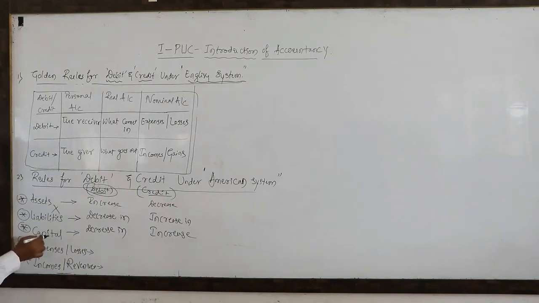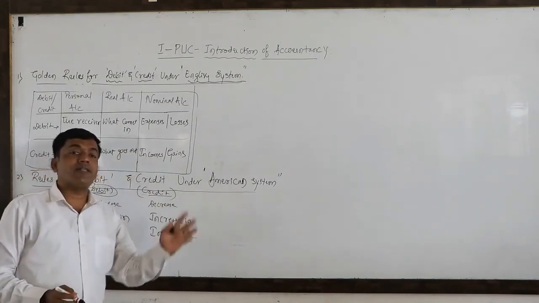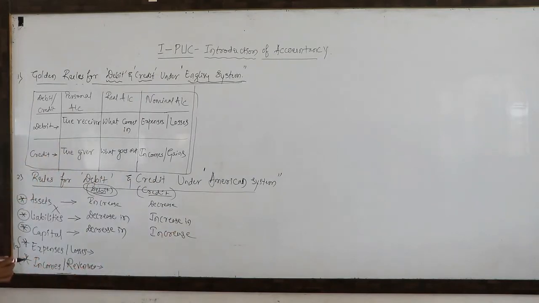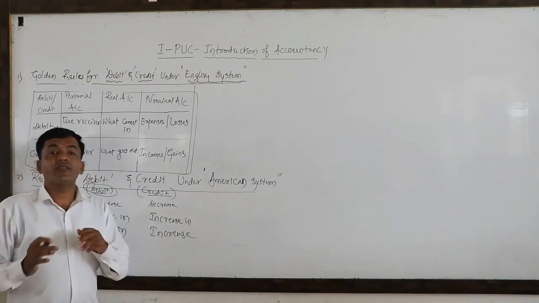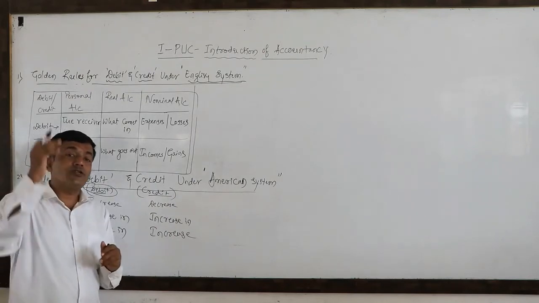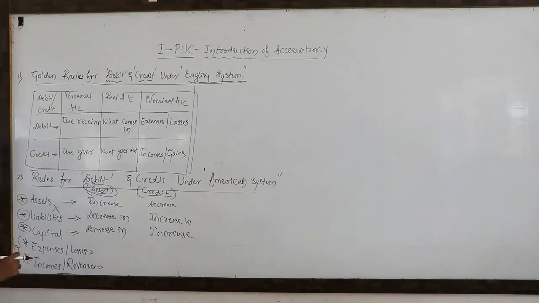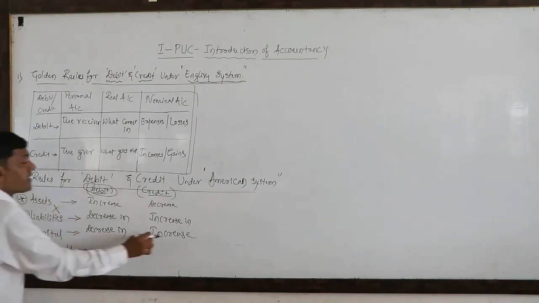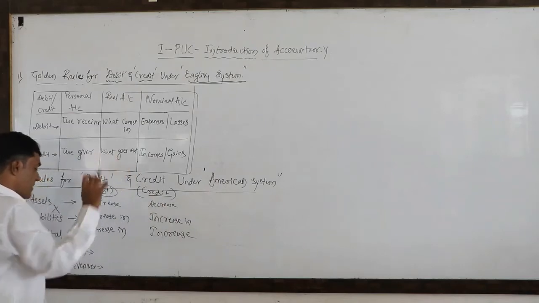The capital, as I said, is the amount invested by the owner in an organization for its commencement. So that is also a responsibility, an obligation of the organization to make payment to the owner in future days. So capital is also just similar to liability. That is the reason decreasing capital, meaning decreasing the responsibilities of the organization, is debit. Increasing capital is credit.